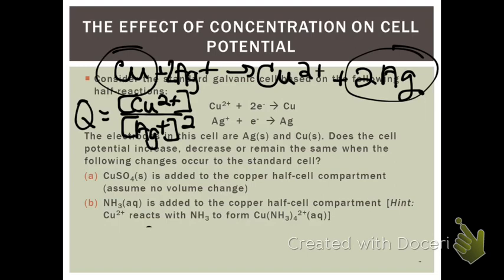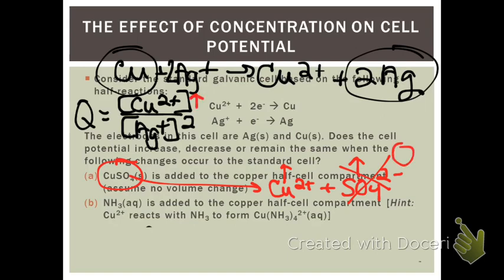In A, copper sulfate is added to the copper half cell compartment. Okay, I'm adding copper sulfate. When copper sulfate breaks down as a strong electrolyte, it'll make copper 2+ and sulfate 2-. So what is that going to do? That's going to increase the concentration of copper and sulfate. Sulfate I could care less about. It's spectating. It's not even in the reaction. But the copper, if this increases on the top, my Q is going to be greater than 1. And if my Q is greater than 1, my cell potential will decrease.